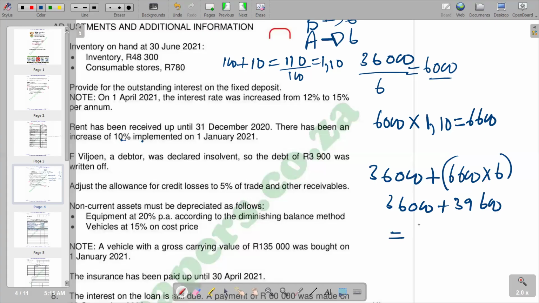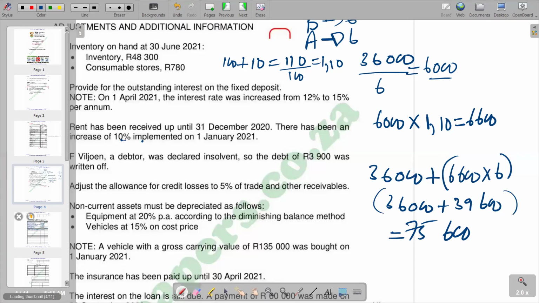That is supposed to be 6. Add that 6,000. You are going to get your answer. Your answer is 75,600. So here we have 75,600 representing the rent received. And the rent you received is supposed to be for the period. So in our answer section, we're just going to summarize this working by saying 36,000 plus 39,600.